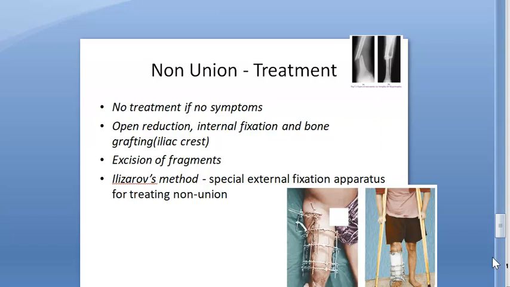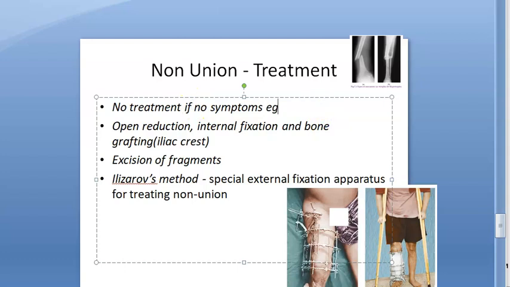How will you treat it? If there are no symptoms, no treatment. Sometimes non-unions do not give rise to any symptoms and there is no need of treatment at all. Like non-union of fracture scaphoid, for example, maybe there will be no symptoms, so no need to treat. But otherwise you may need to do internal fixation, very important. You will have to reduce the fracture if it has not been reduced, very important.